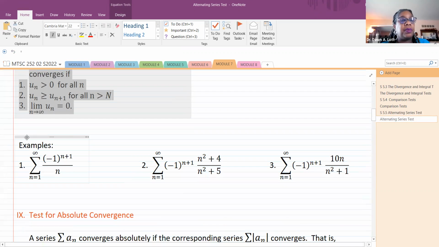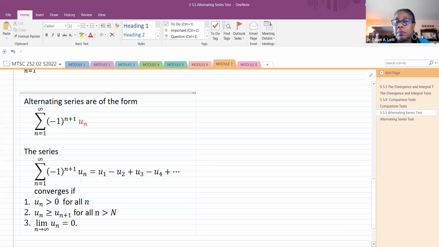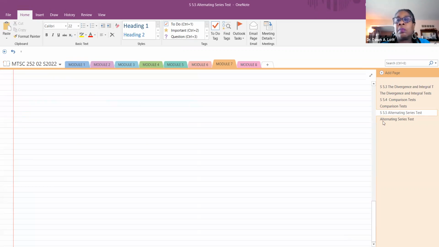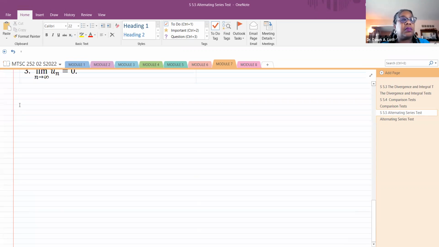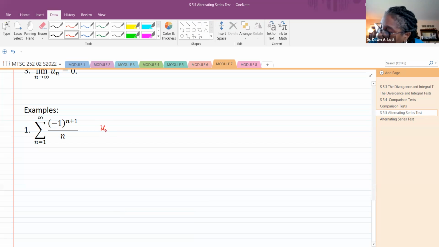Okay, so our first example. The first example is this series. So here, our UN is equal to 1 over n. Everything else is the -1 to the n plus 1. The only thing left to be UN is 1 over n.